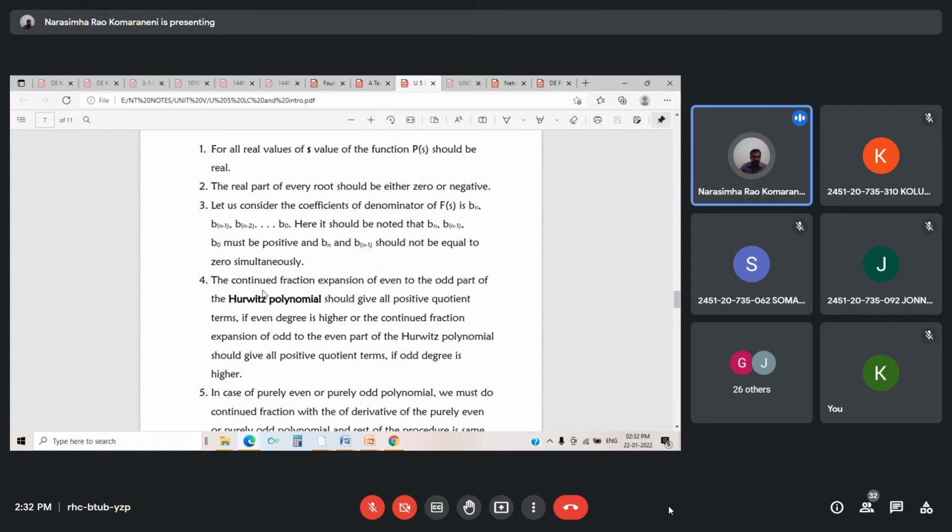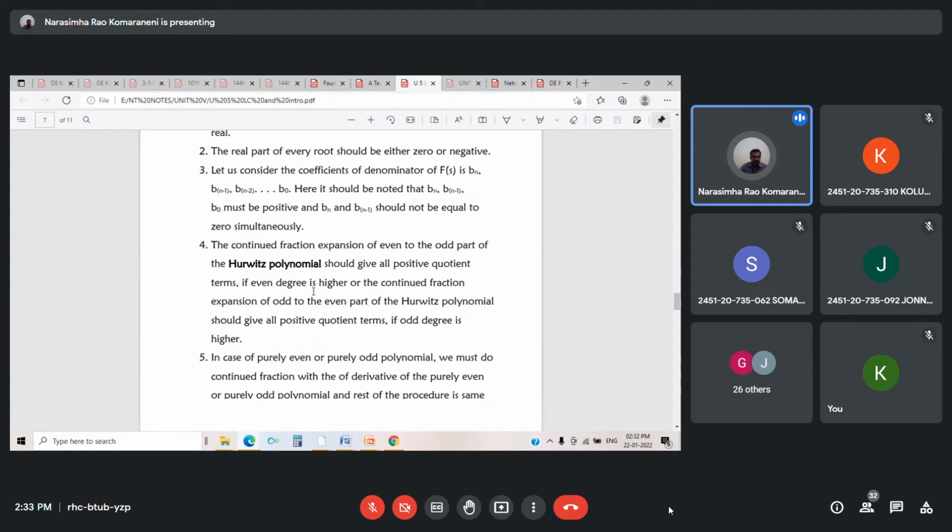Okay, for the given function, if the degree of that function is odd, then we have to take the continued fraction with the denominator that is odd to the even part. We have to take the continued fraction expansion of odd to the even part.